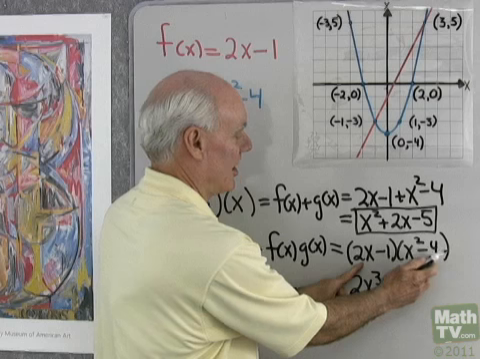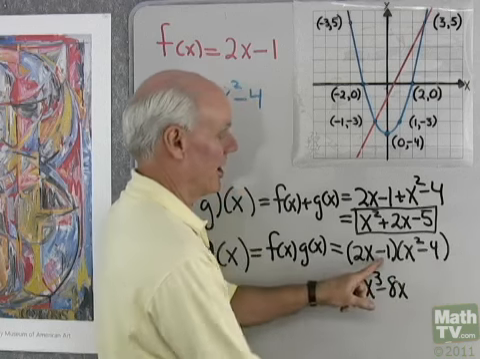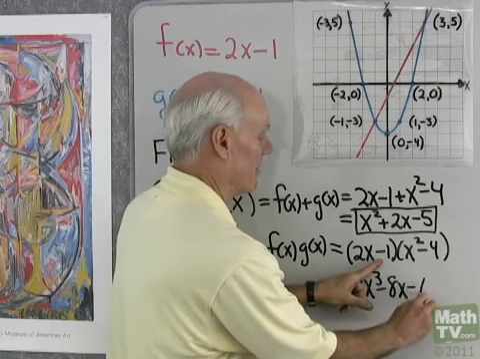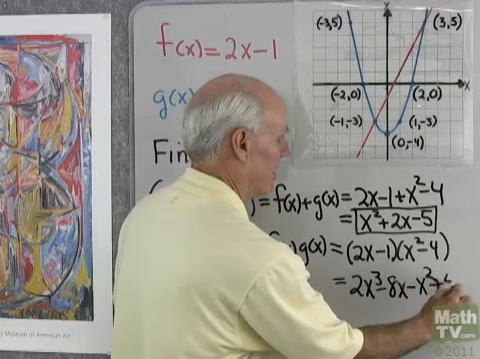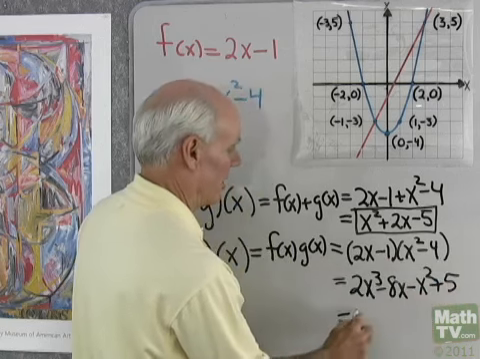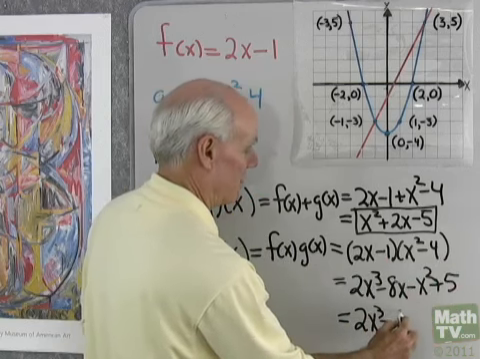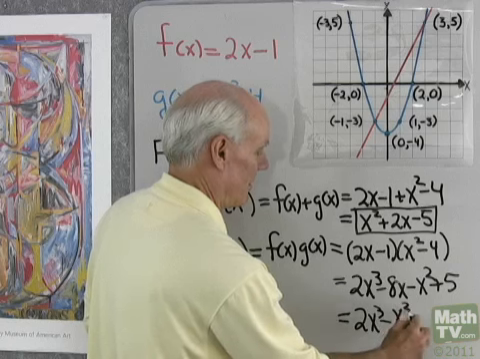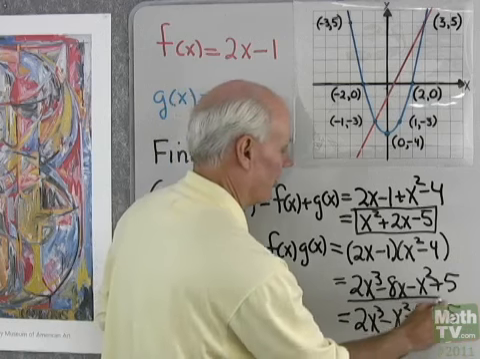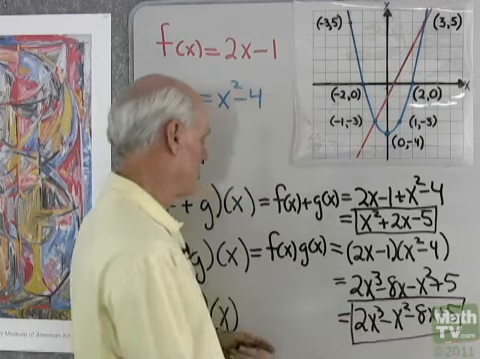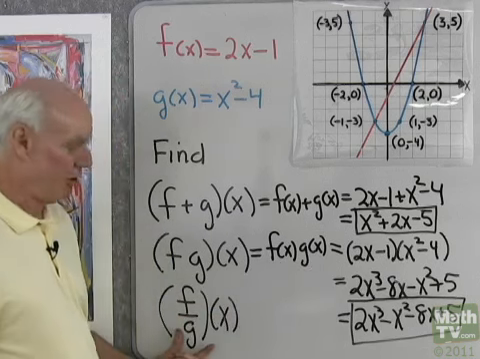Then I'll go 2x times negative 4. That'll be negative 8x. Now I'll move over to the negative 1 times x squared, which will be negative x squared. And then negative 1 times negative 4 will be positive 4. So what do I end up with here? 2x cubed minus x squared minus 8x plus 4. So I get a four-term polynomial there when I multiply f times g of x to get f of x times g of x.